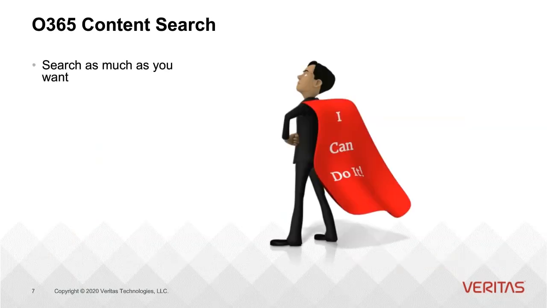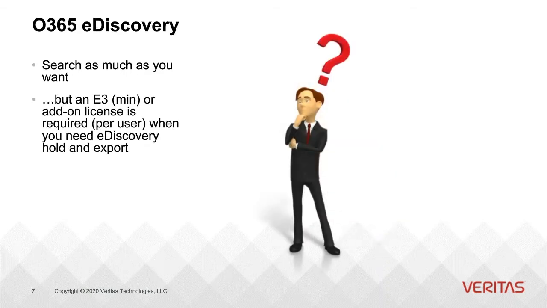With all these search and eDiscovery capabilities that are built in, an admin may think to themselves, well, I've got what I need here. I don't need to do much more. I've got content search. I can search as much as I want. I can do my discovery. But actually, for proper eDiscovery, you're going to need an E3 license at a minimum or an add-on license per user that you want to discover against. And for eDiscovery, I'm talking about things like hold or export. Anything that you would want to do that's really legally defensible, you're probably going to need that.